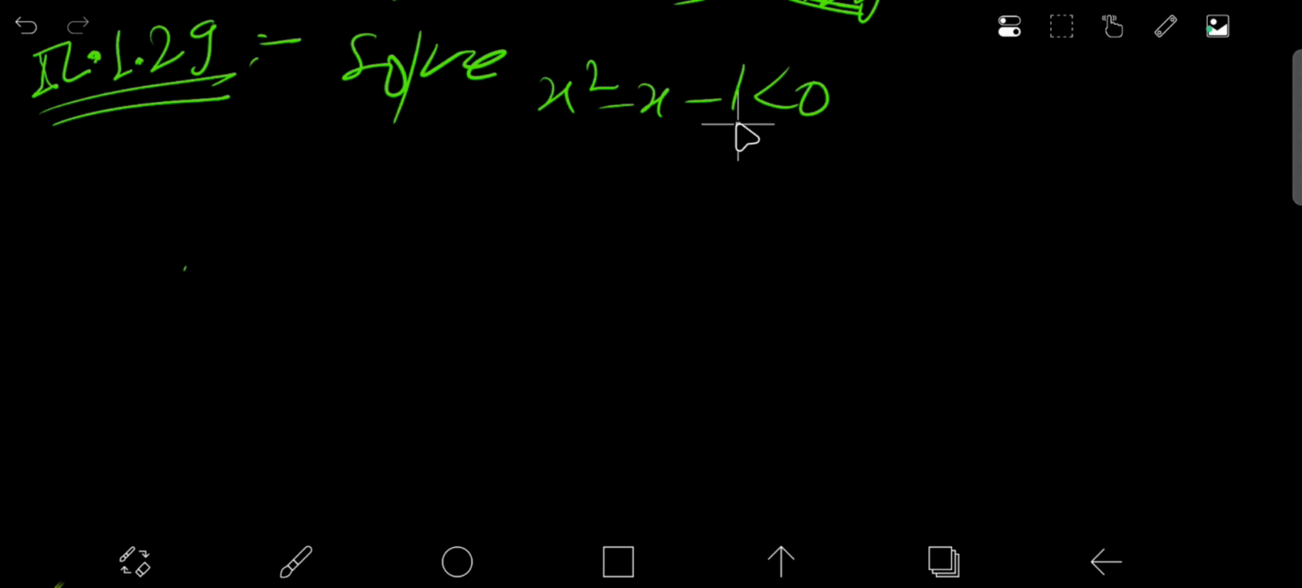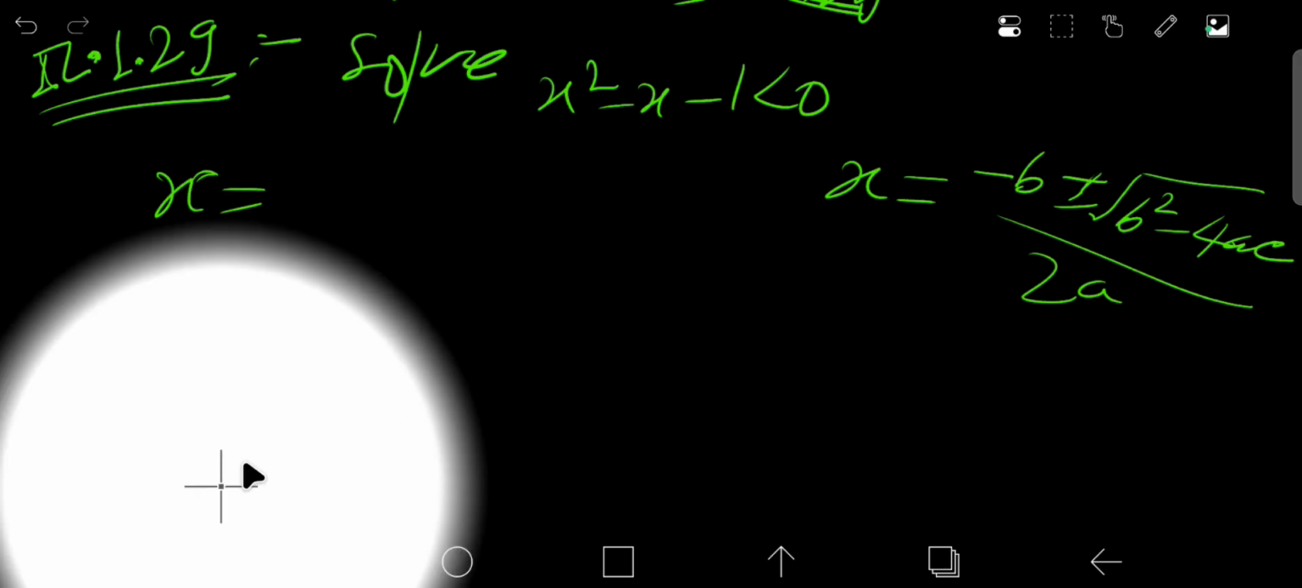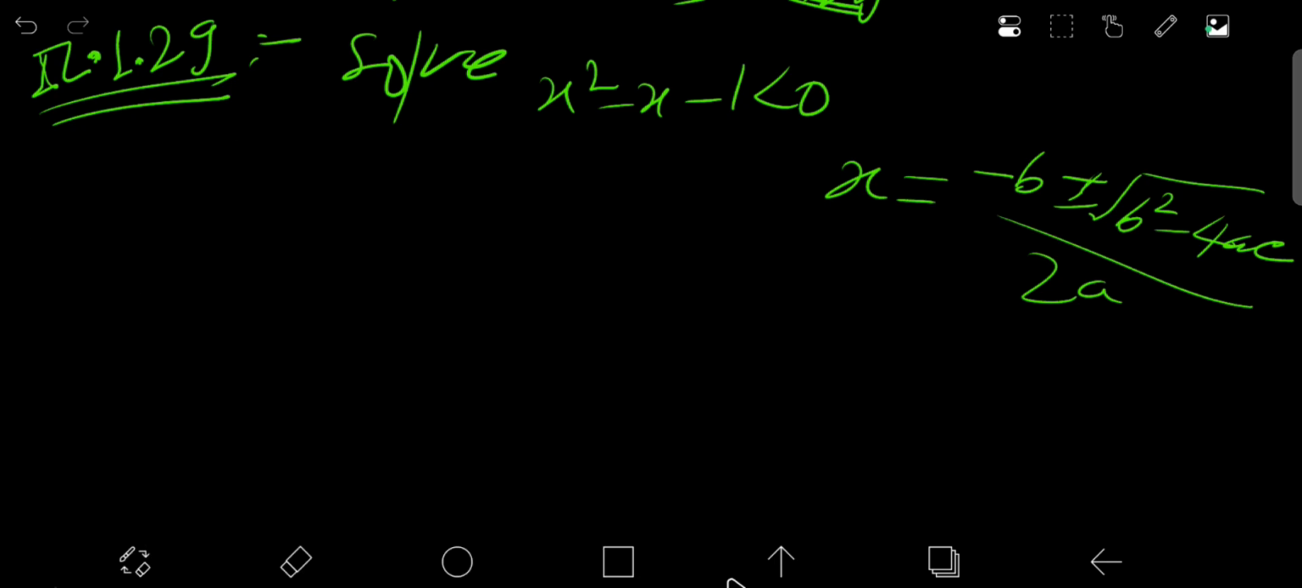Firstly we solve this given expression. This one is not possible to factorize, so solve this by the formula: x equals minus b plus minus under root b square minus 4ac, divided by 2a. From here we get 2 roots.